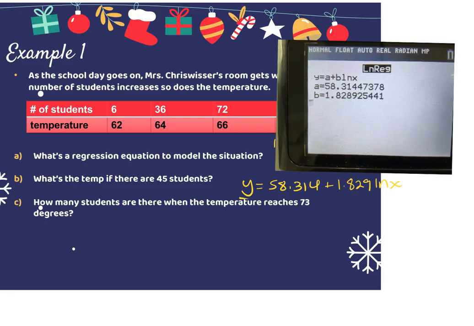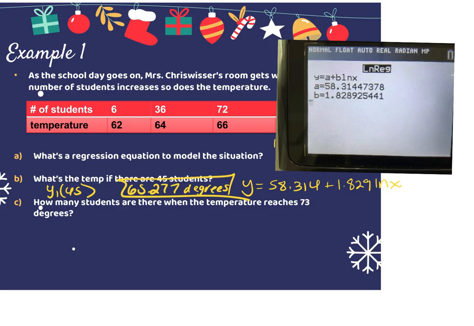Okay, B says, what's the temperature if there's 45 students? Are the students the input or the output? The input. So I'm going to do Y1 of 45. .277 degrees. It doesn't say Fahrenheit. You don't need it. If I wanted the input value for right now, it would just be degrees. All right, then C says, how many students are there when the temperature reaches 73 degrees?